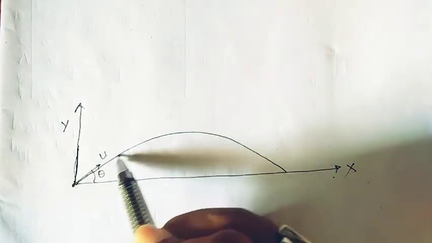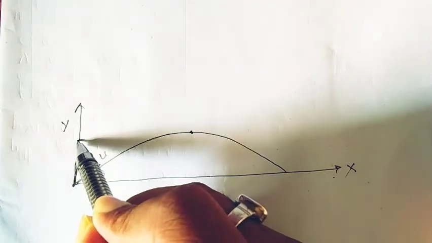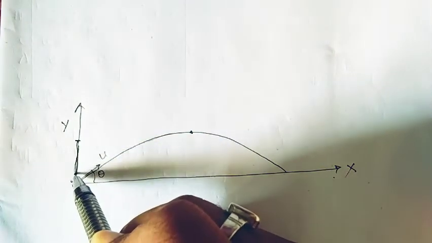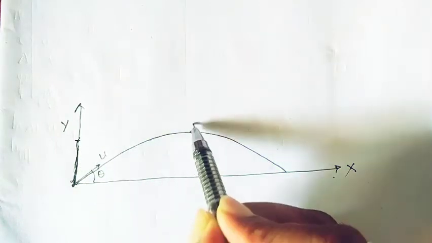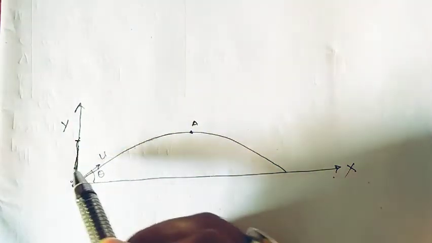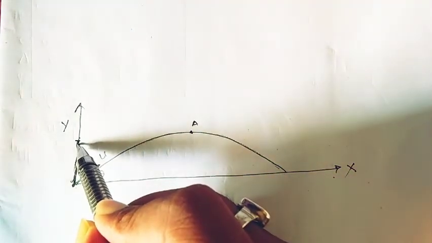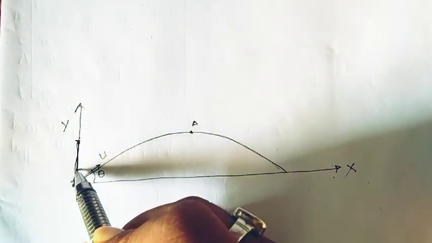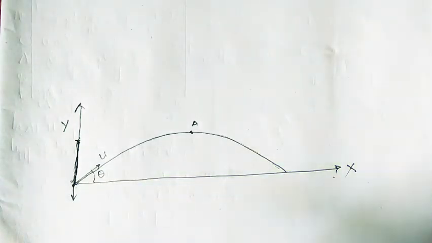If the particle reaches from here to here, at the point capital A, the u sin theta decreases, and when the particle reaches the point A, at that time it is 0. Then when the particle is coming downward, at that time this 0 value again regains the value of u sin theta when it strikes the ground.